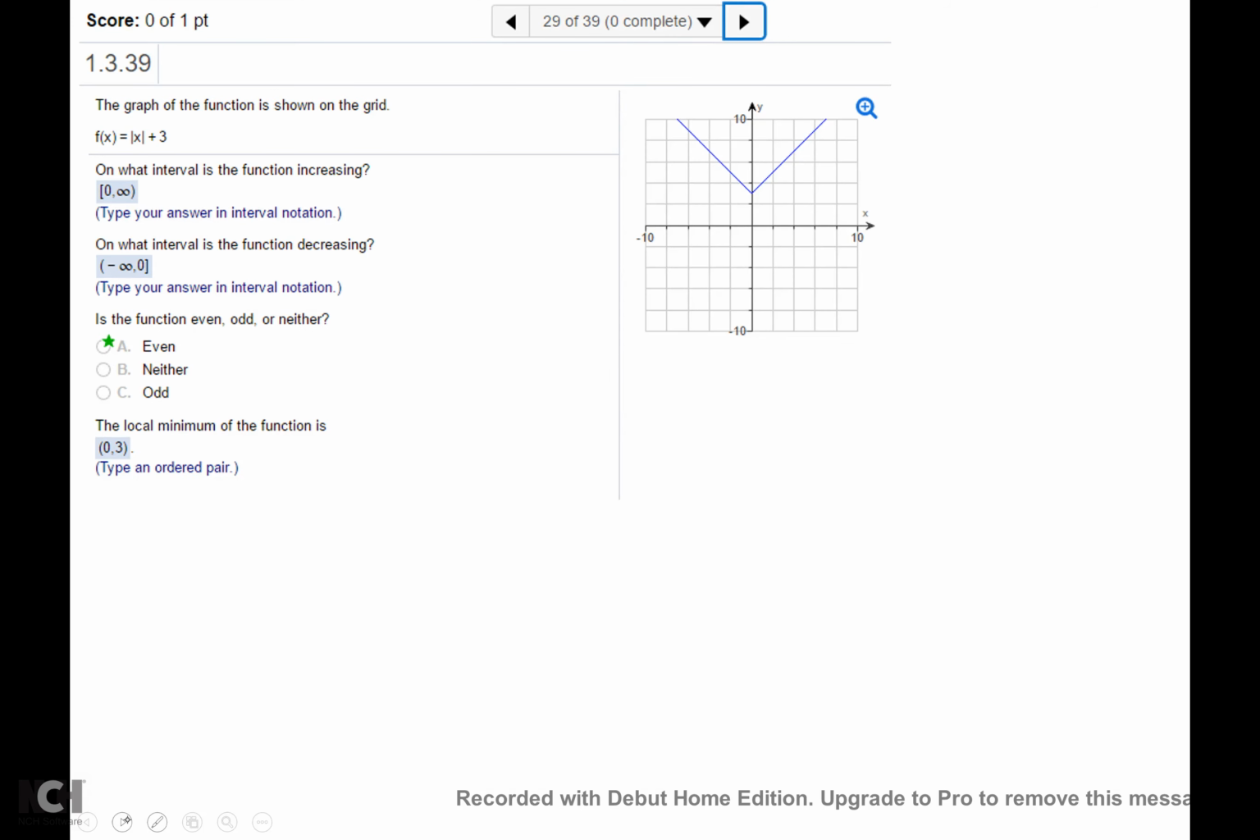All right, the graph of the function is shown on the grid, absolute value of x plus 3. On what interval is the function increasing? That would be from 0 to infinity. On what interval is the function decreasing? That would be negative infinity to 0. It's an even function because this half mirrors that half, and the local minimum would be right there, which is at 0, 3.